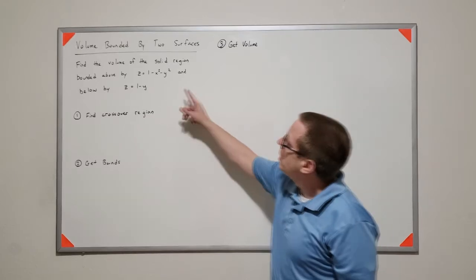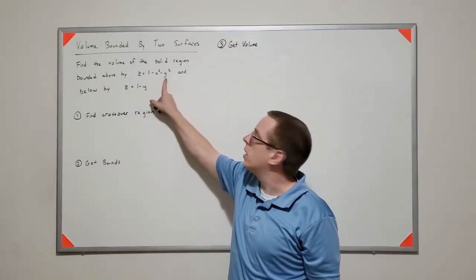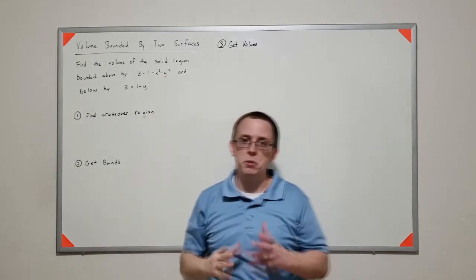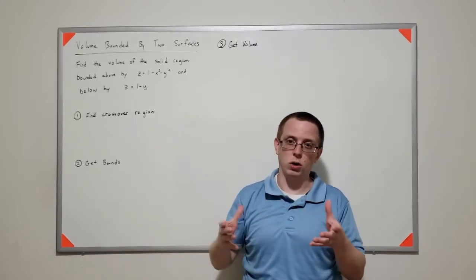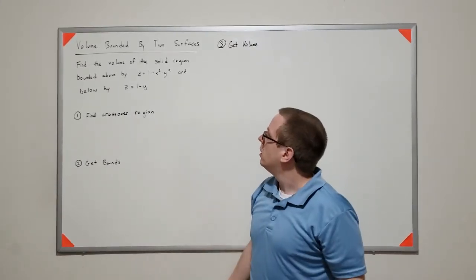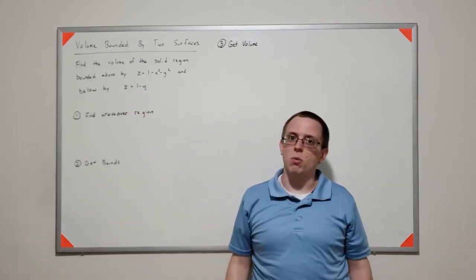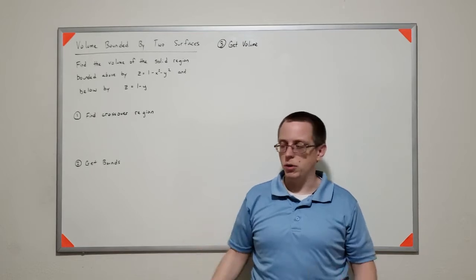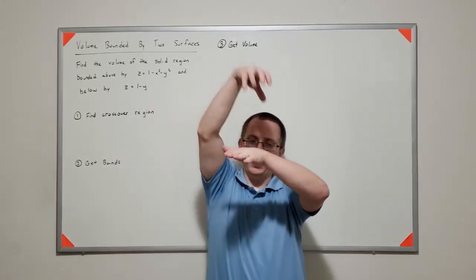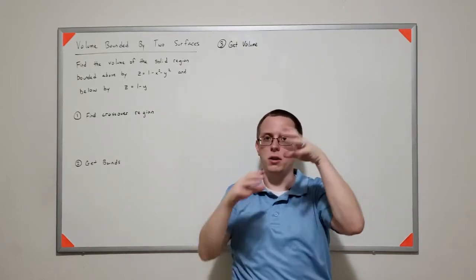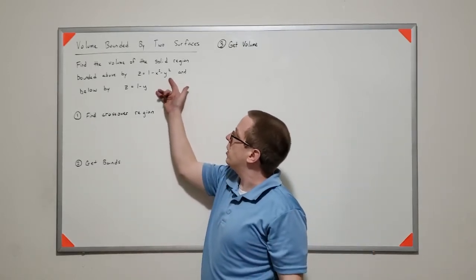So what I've got is surface z equals 1 minus x squared minus y squared, and you might recognize that as an elliptic paraboloid. It's really not even elliptic, it's kind of like a circular paraboloid, and then it's going to be bounded below by z equals 1 minus y. That's just the equation of a plane. So you're going to have this plane, and it's going to cut into this paraboloid, and you're going to have this little bubble area.